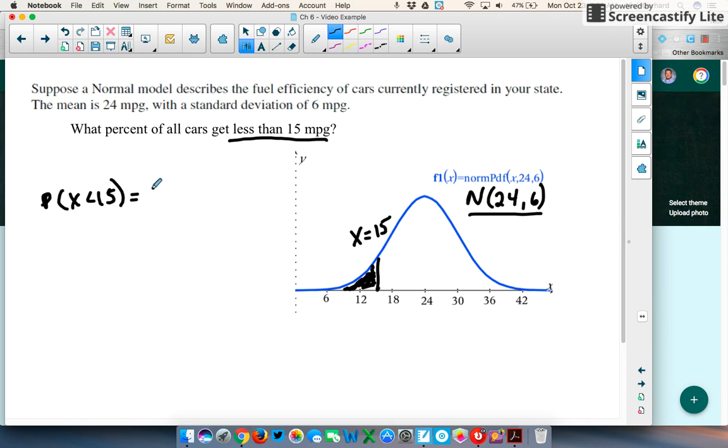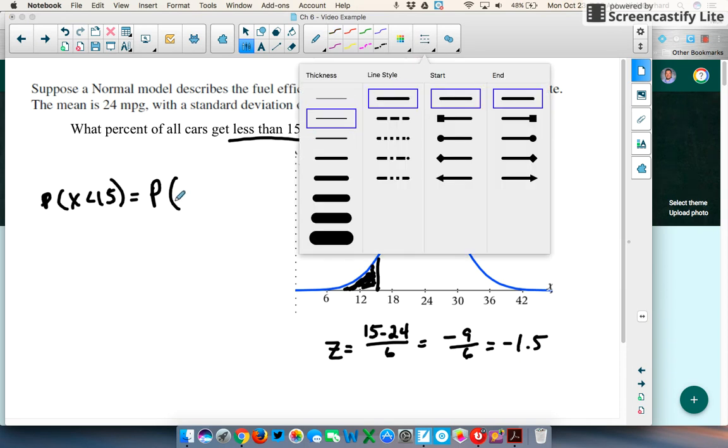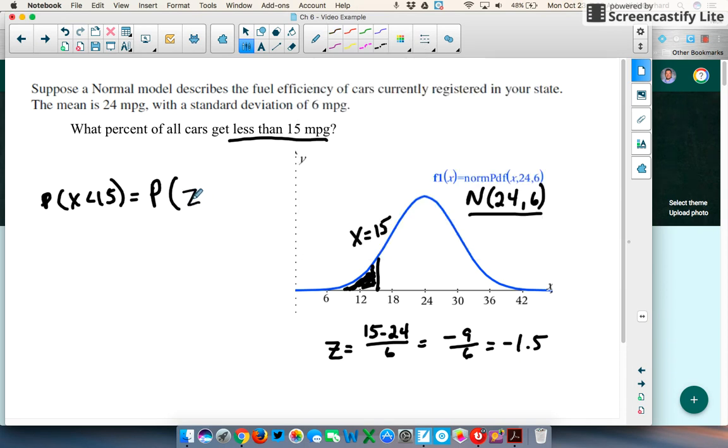So what we're going to do is change it to a z-score. To find a z-score, z equals the value 15 minus the mean 24, divided by the standard deviation 6. In this case, we got negative 9 over 6, which is negative 1.5. So now we're going to say, what's the probability that z is less than negative 1.5? The probability that that occurs is somewhere between 16% and 2.5%. That's not accurate enough.